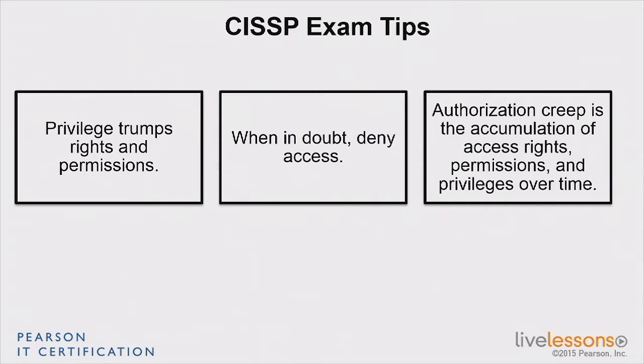So we're going to end this lesson like we do all of them with our CISSP exam tips. You want to remember that privilege trumps rights and permissions. When in doubt, deny access. Authorization creep is the accumulation of access rights, permissions, and privileges over time.